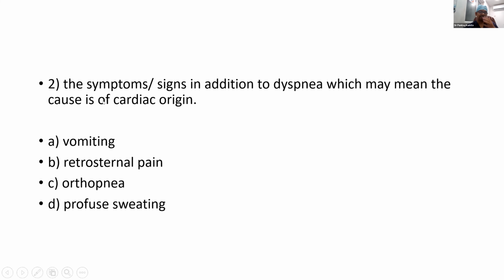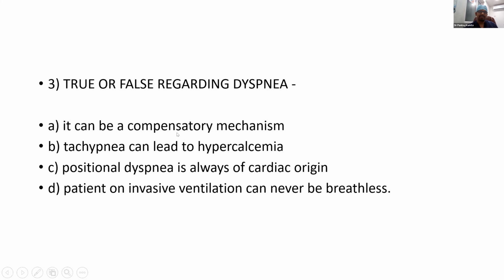So in this case, if you say all options are right, you will be safe, because any of these can be a presentation. The classical presentation would be retrosternal pain or sweating, and classical pain, usually left-sided pain, of the left shoulder extending to the neck. But yes, orthopnea is another history, and sometimes you might have vomiting and lower or upper abdominal pain, which can mimic an inferior wall MI, and you might be missing it, thinking it's gastritis, but actually it could be due to an MI. So this was one we wanted to discuss.